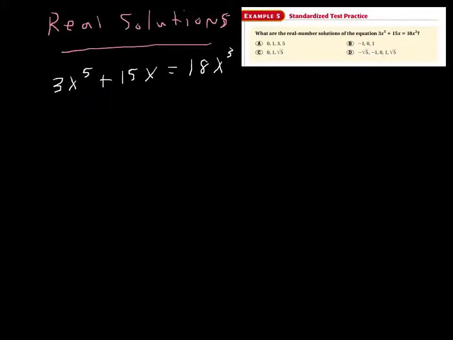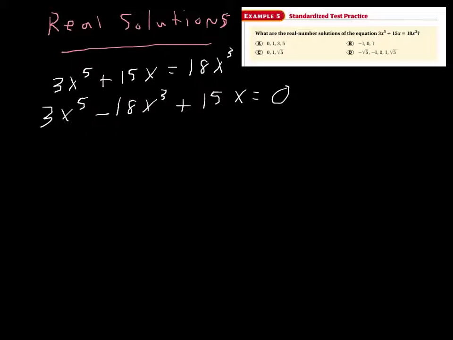The next problem asked me to focus on the real solutions of the equation 3x to the 5th plus 15x equals 18x to the 3rd. Since I'm going to solve this by factoring, I need to get everything set equal to 0. So my first move will be to rearrange things by subtracting 18x to the 3rd from both sides, putting it on the left side. Because it's written in powers of descending order, I chose to put the minus 18x to the 3rd in the middle here because it's x to the 5th, x to the 3rd, and x to the 1st.